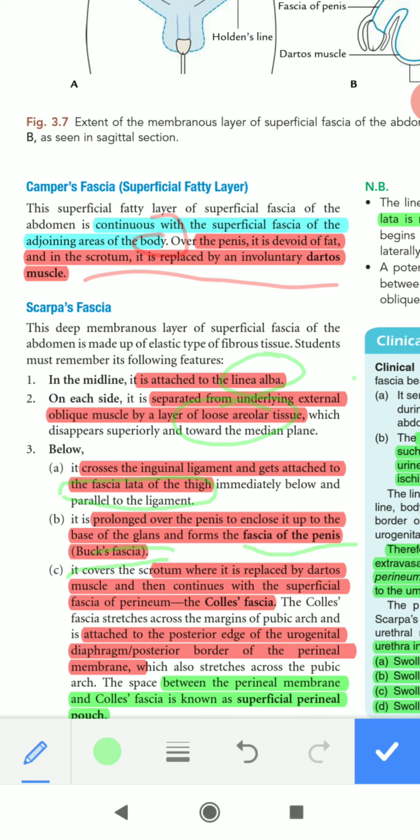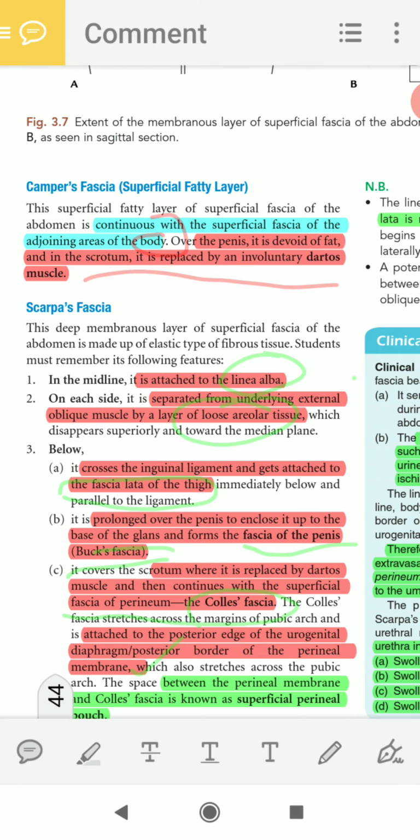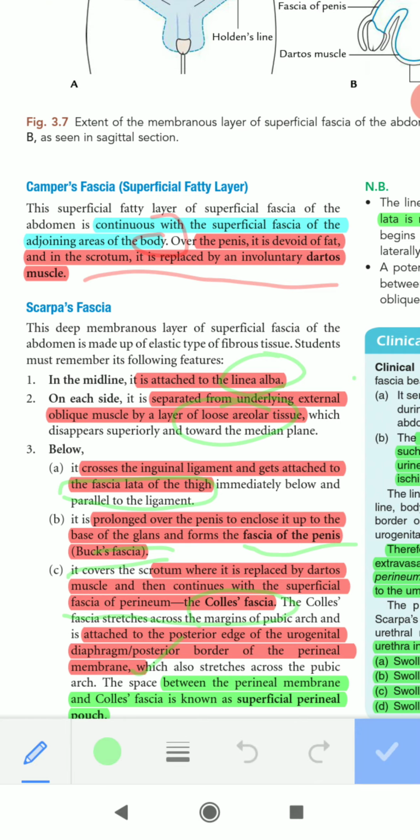And in the scrotum, where it is replaced by the dartos muscle, it then continues with the superficial fascia of the perineum, that is called Colles' fascia. Colles' fascia stretches across the margin of the pubic arch, and it is attached to the posterior edge of the urogenital diaphragm and border of the perineal membrane. The space between the perineal membrane and Colles' fascia is known as the superficial perineal pouch.